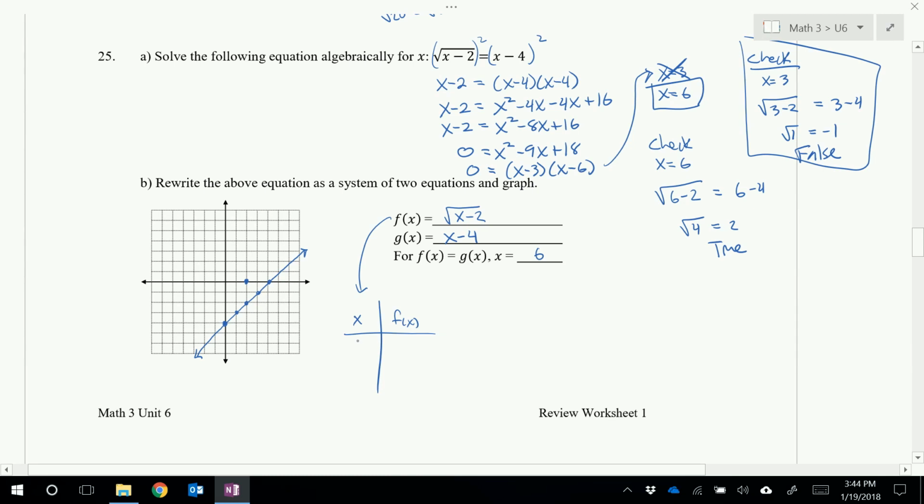Maybe we'll go with, so we know what happens at x equals 2, let's try x equals 3. End up with square root of 1, which is 1. And then let's try 6. We get square root of 4, which is 2. And we see that the two graphs cross when x is 6.